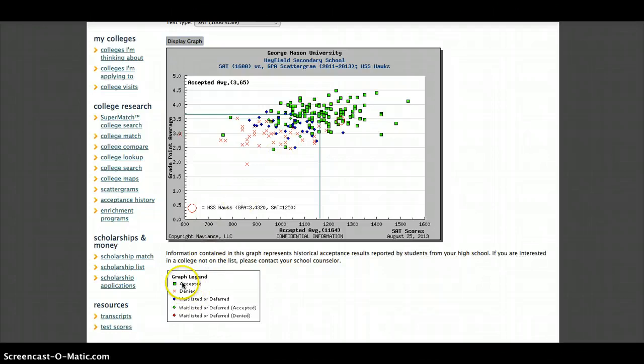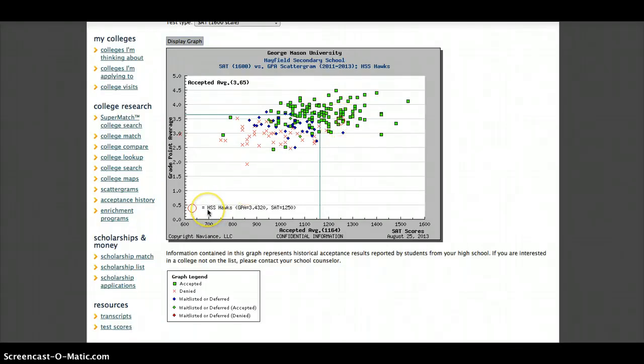You'll notice down here the graph legend. So the green squares are people that were accepted. The red X are people that did not get into George Mason. And then the blue diamonds are people who were waitlisted or deferred. Like I said, Family Connection is smart and it knows what your GPA and your SAT scores are, and so it will plot you right in the middle of everyone else.